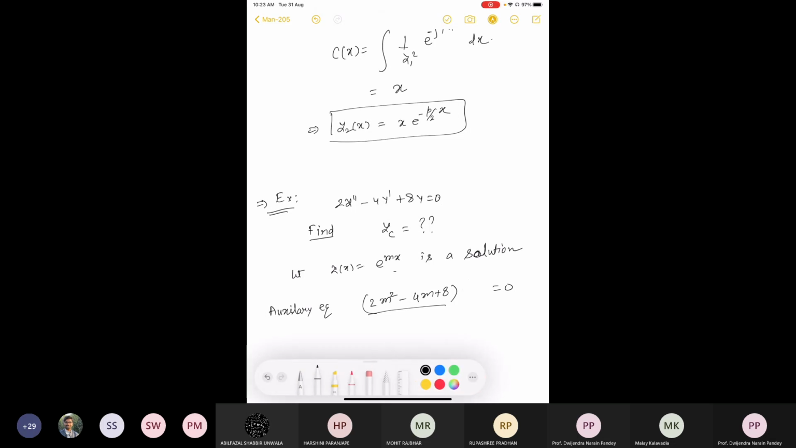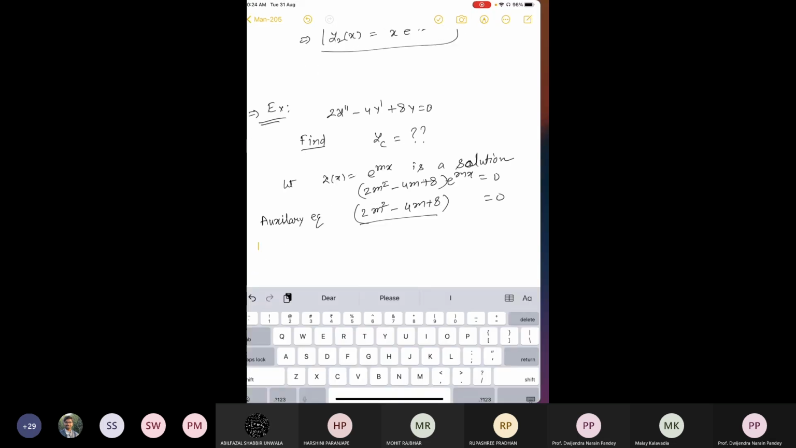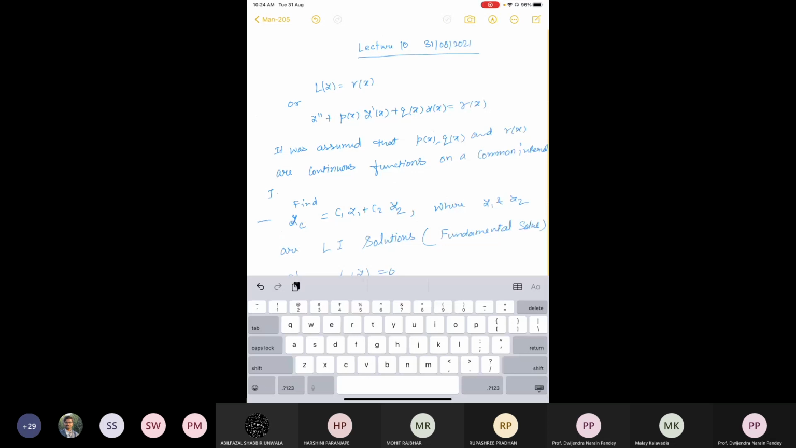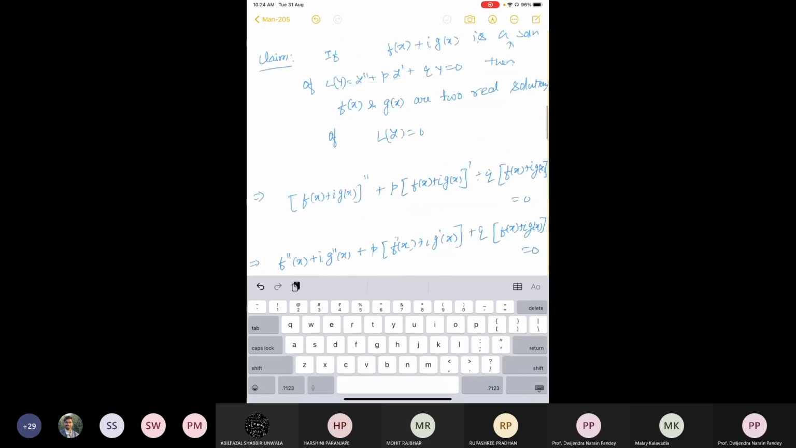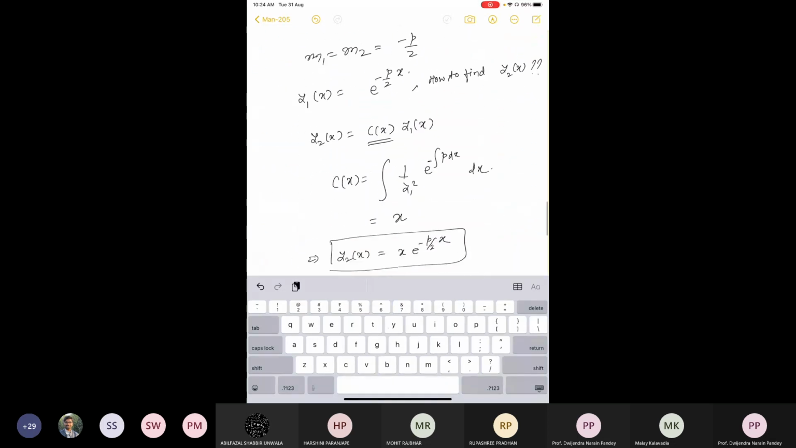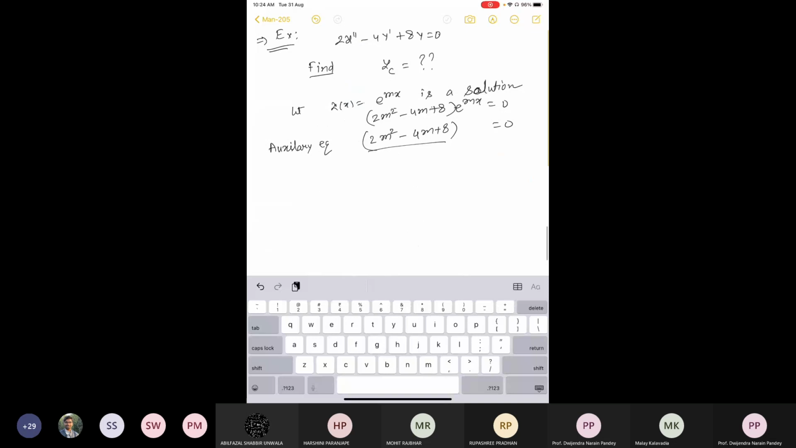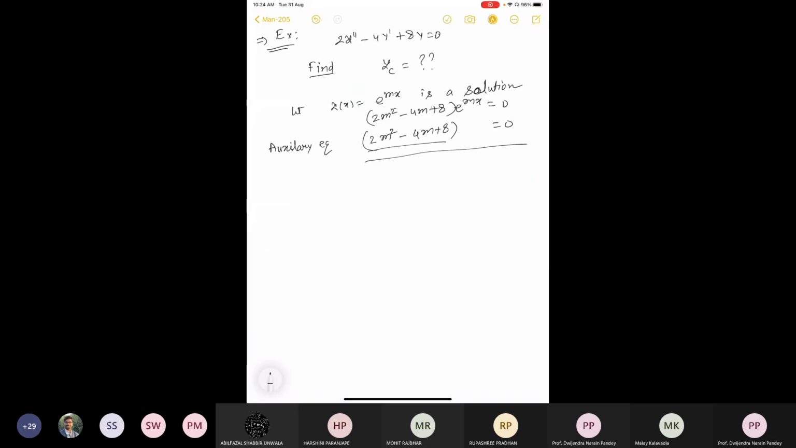Is it okay? First thing is let y(x) equal to e to the power mx be a solution. You put it in and you get (2m² minus 4m plus 8) e to the power mx equal to 0. Since e to the power mx cannot be 0, the coefficient 2m² minus 4m plus 8 equal to 0 has to be true if y equal to e to the power mx is a solution. And we call this equation the auxiliary equation.